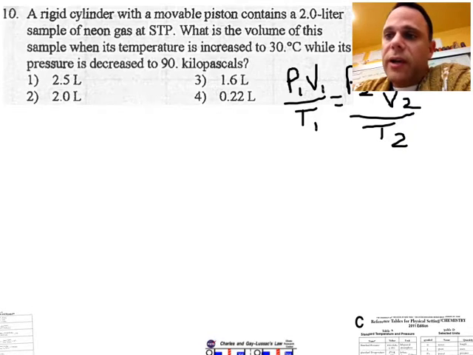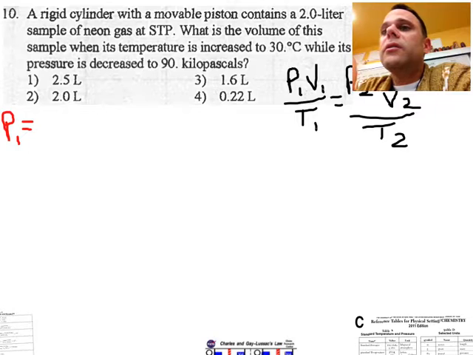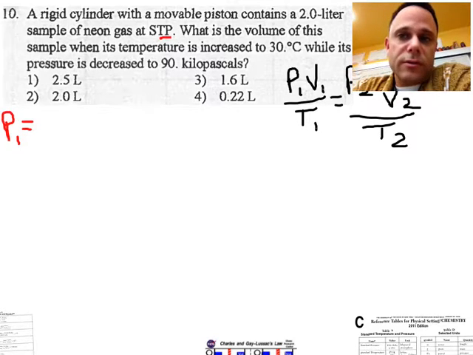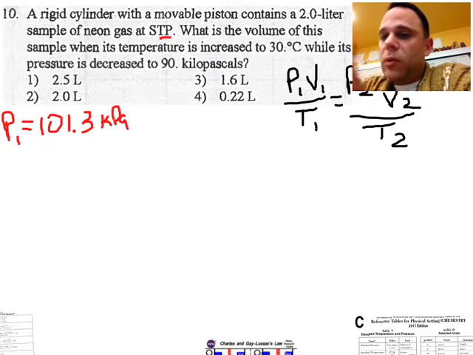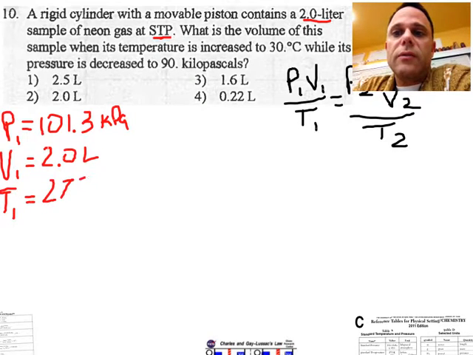So what are these values? Do we have a P1? Oh, standard pressure, 101.3 kilopascal. Do we have a V1? Do we have a starting volume? We do, 2.0 liters. And do we have a T1? We do, once again, standard temperature, which is 273 Kelvin.